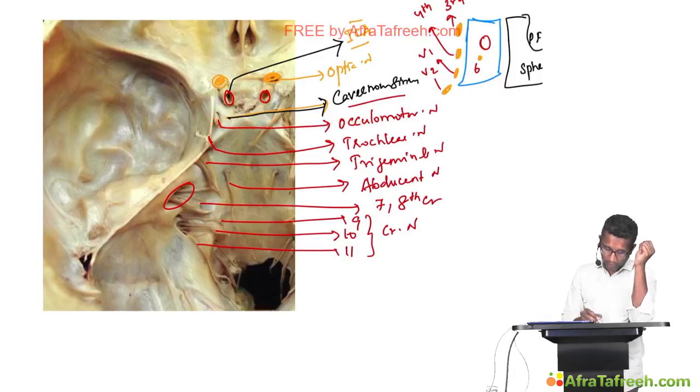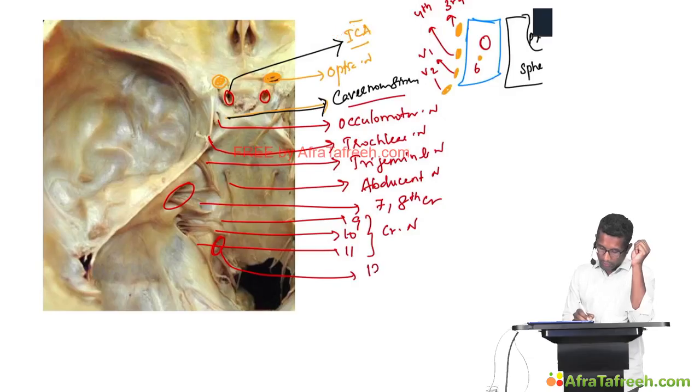And below that you have the hypoglossal canal. This is the last canal, the hypoglossal canal, which transmits the hypoglossal nerve, the 12th cranial nerve.